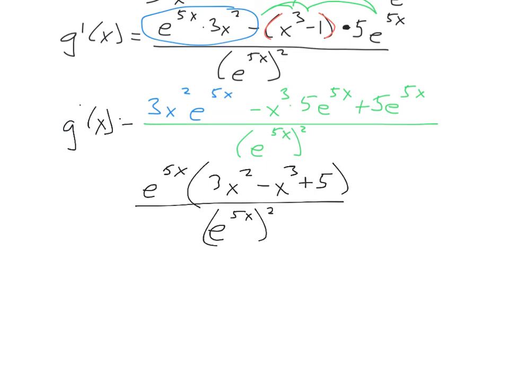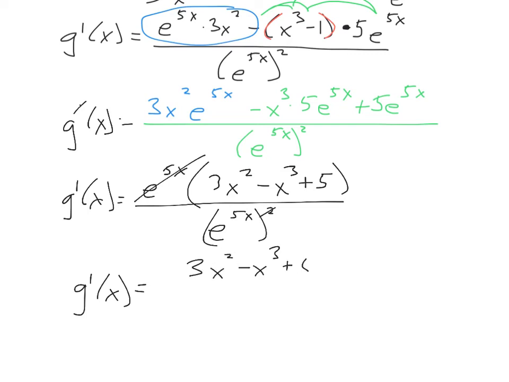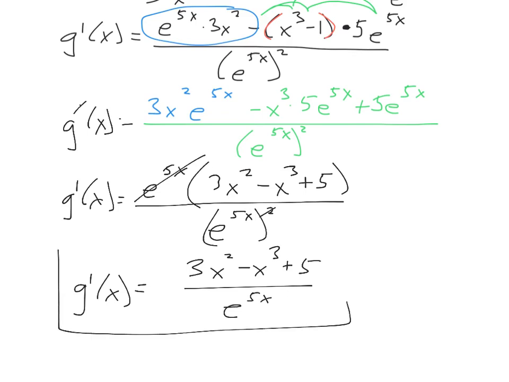All along, I should have been writing g prime of x for these things, just to be precise and to be careful. Last thing I'm seeing here is that the top and the bottom both have a factor of e to the 5x. I can cancel one of those factors out, and my final answer here is 3x squared minus x cubed plus 5 over e to the 5x.